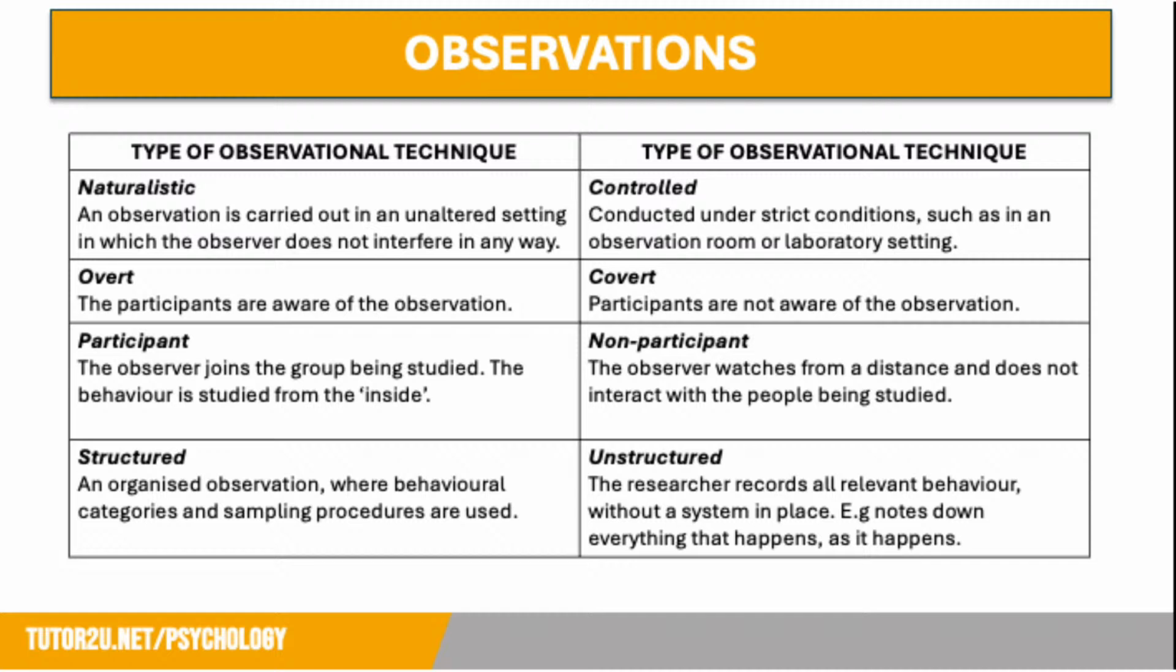So, for example, if one of my students in my classroom decided to turn around tomorrow and say, thank you very much, I've got everything I need, I've actually been observing you for the last 2 weeks, then that would be covert. They've gone undercover. Participant: the observer joins the group being studied. The behaviour is studied from the inside, so they actually become one of the participants.